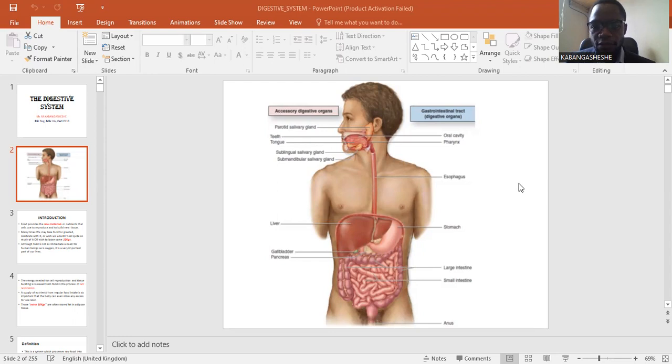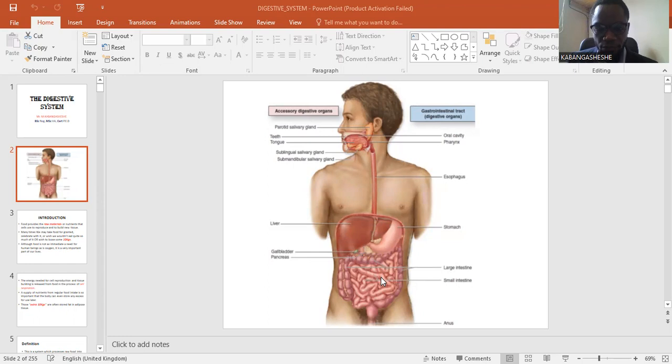So it involves a series of tubes which undergo some changes in certain parts of the body. This tube begins from the head region, in the mouth, running through the neck region, which is the esophagus, running through the thoracic region, which is the esophagus again, then entering the abdomen, esophagus.